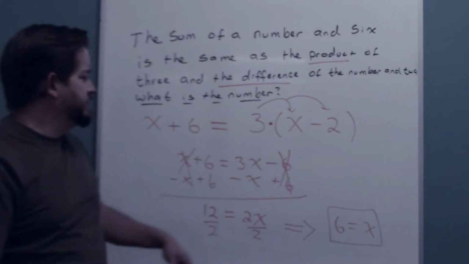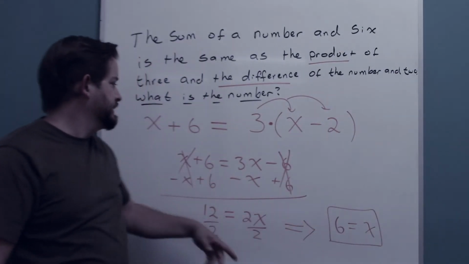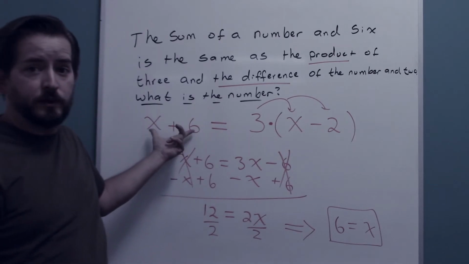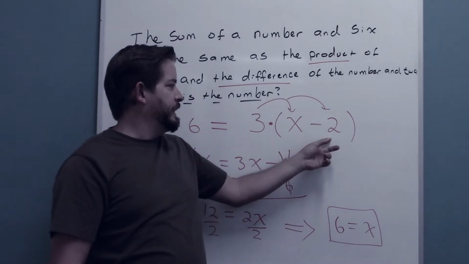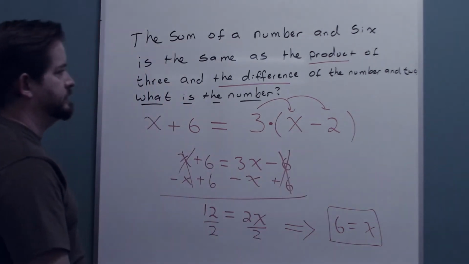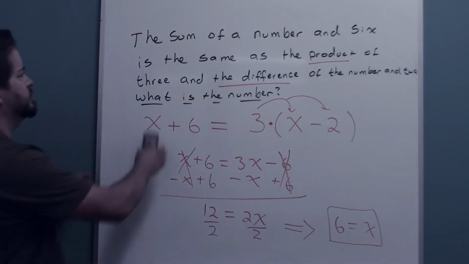I can of course check this. I'll leave that to you. Take that 6, plug it in here, 6 plus 6, well that's 12. In fact, I'm checking it now. That's 12 on the left-hand side. 6 minus 2 is 4 times 3 is 12 on the right-hand side, so it works for my solution. All right, let's look at another one.